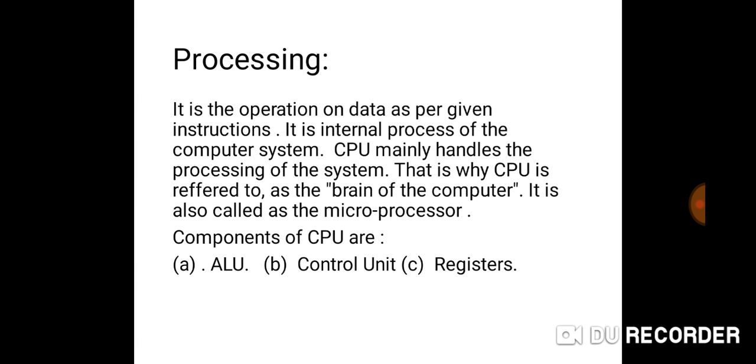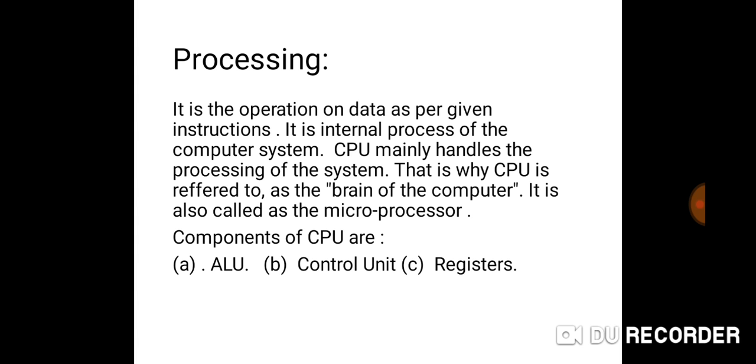And this processed data is the internal process of the computer system. It is the internal process, it is not the external process. It takes place inside the system, and CPU, central processing unit, handles all these operations, all this processing of the system. That is why CPU is referred to as the brain of the computer. Just like we have brain and our brain controls all our activities, in a similar fashion the CPU controls all the activities, all the operations inside the system.